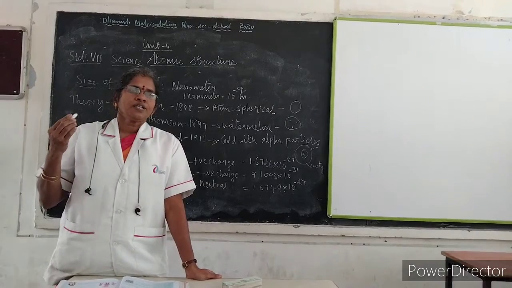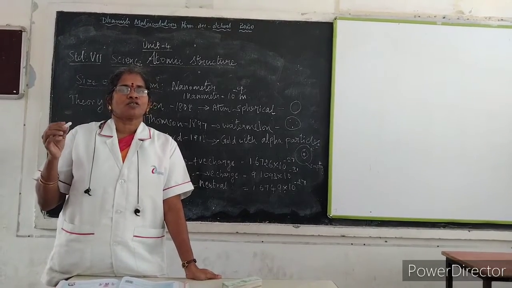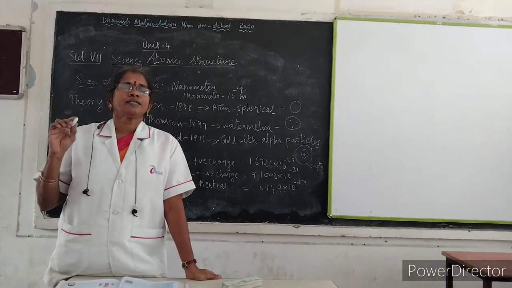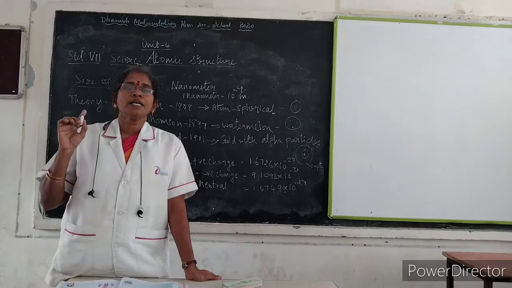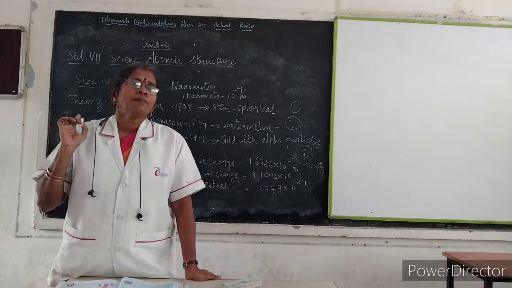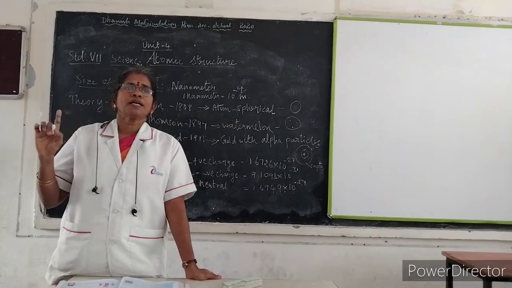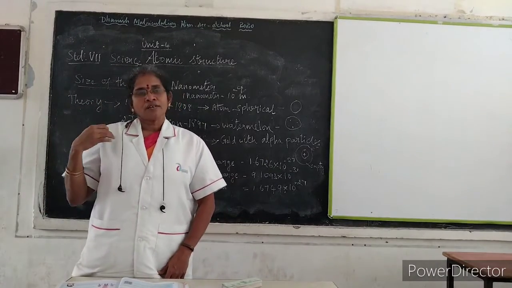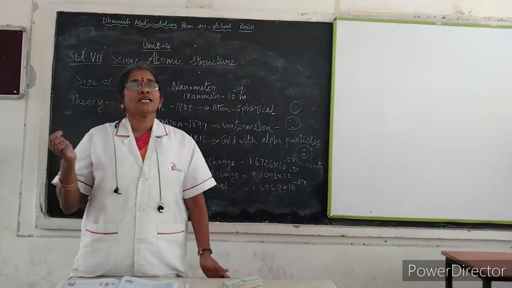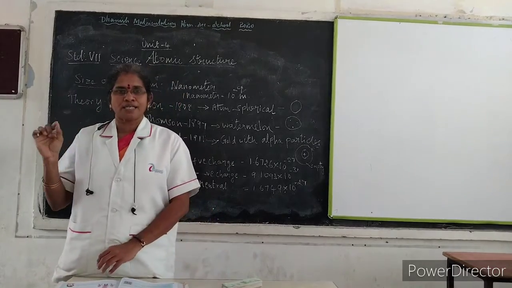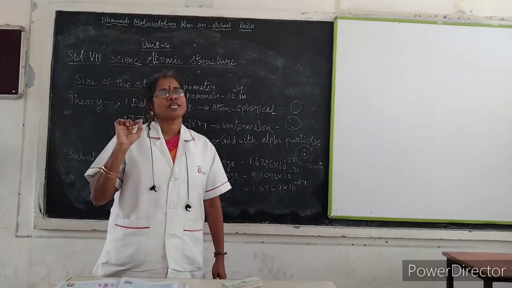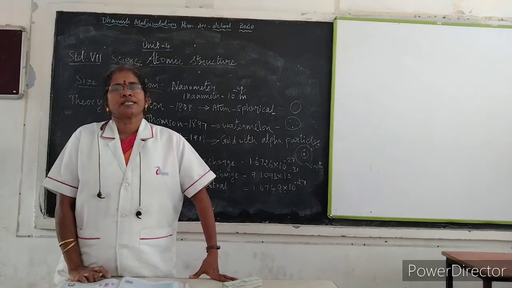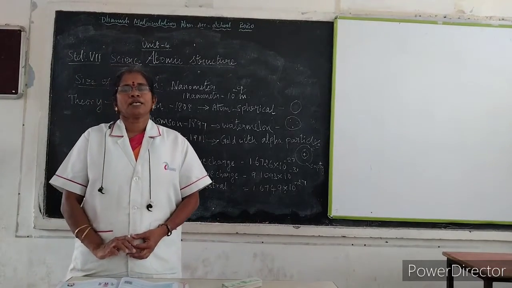Then second point, matter consists of atoms and molecules. In other words, we can say atoms and molecules are building blocks of matter. Coming to atom, what is atom? Atom is the smallest particle which can take part in a chemical reaction.